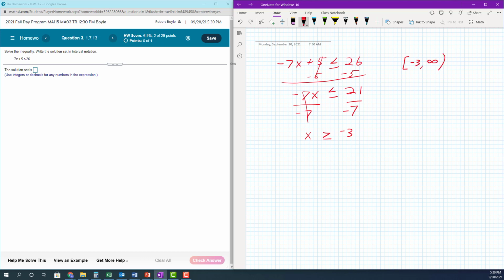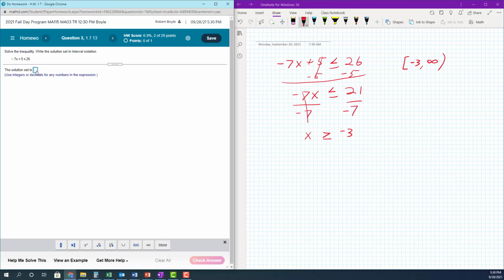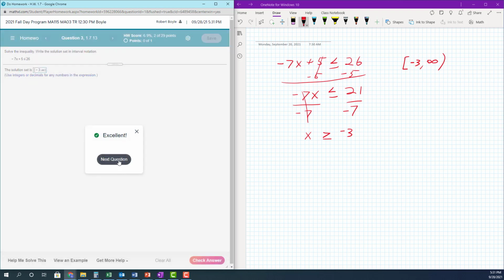There we go. And how do we put that in here? Well, pretty much the way I just described it. It is going to be bracket negative 3, comma infinity, and actually what you can do is do a backslash INF, and there's your infinity, parenthesis. And lo and behold, I'm 2 for 2. Actually, wait, that's 3 for 3.